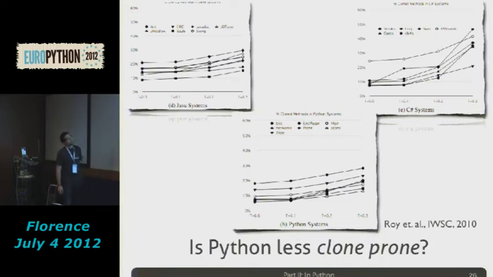Well, these are the results they got on different systems. I hope you may read it, but the Python systems were Eric, NetworkX, Zope, Eric plugin, Plone, Moin, and Sconce. But I don't know what Sconce is. Anyway.